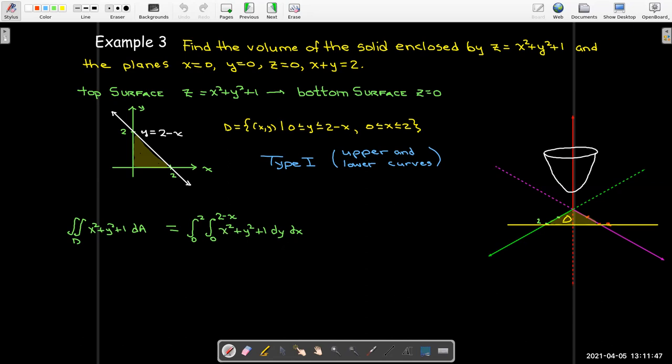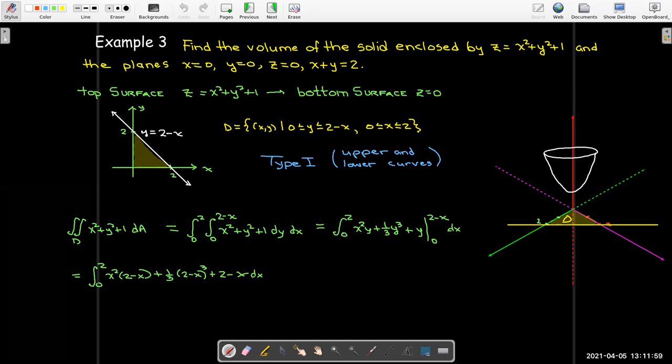So find the partial antiderivative with respect to y. Let's evaluate that from 0 to 2 minus x. I'm going to break that into two integrals. One I can easily expand. I really don't want to expand (2 minus x) cubed if I can avoid it. So what I'll do with the second integral is I'll go ahead and make a u substitution. I'll let u equal 2 minus x. du is minus dx.